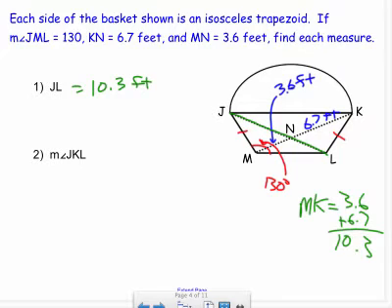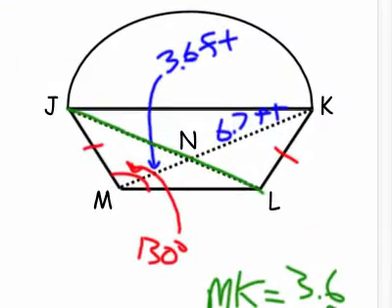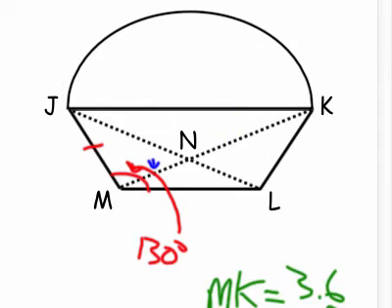Now we also want to find angle JKL. Where is JKL? That's up here. I'm going to erase some of this information because I'm not using it anymore. So JKL is up top here. I want to find that angle right there.